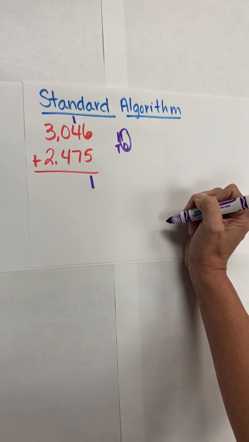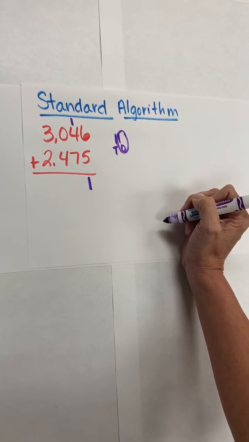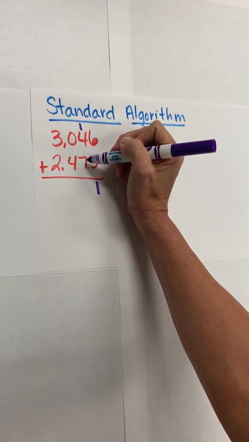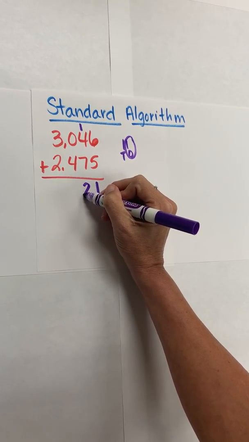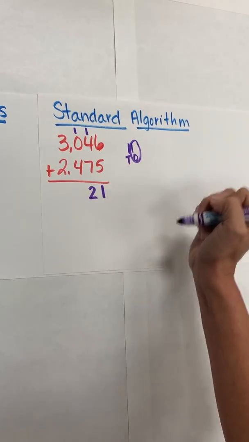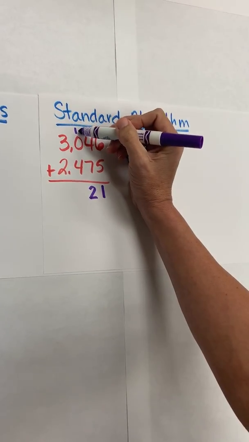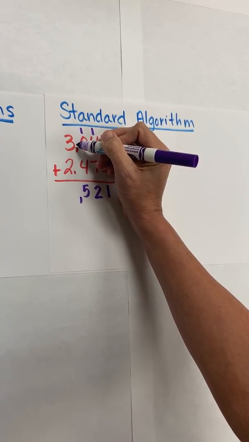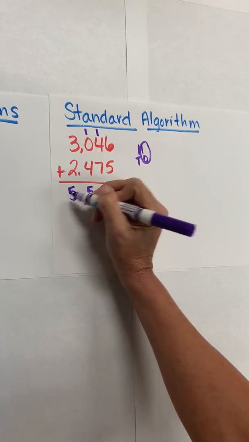So really now I have 5 tens. So 5 tens plus 7 tens is 12 tens. So I'm going to put my 2, which is in my tens place, and carry my 1, which is in my hundreds place. So then I have 100 plus 400, which is 500, and then 3,000 plus 2,000 is 5,000.